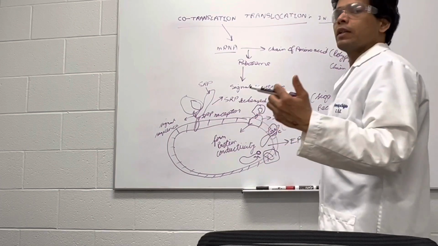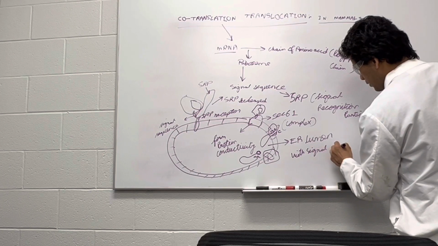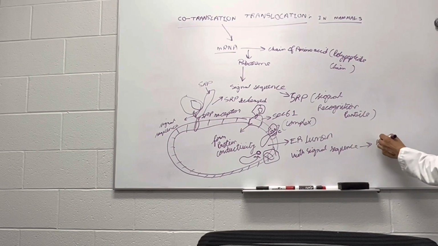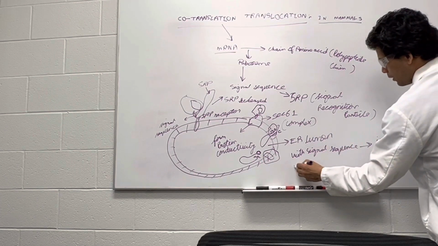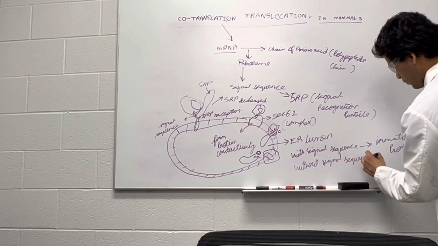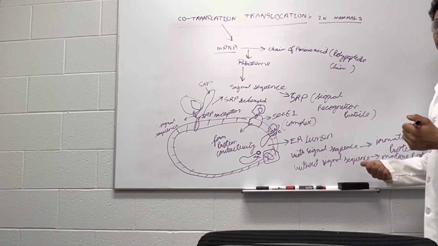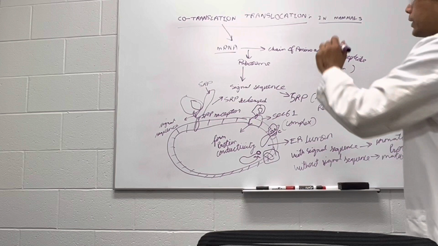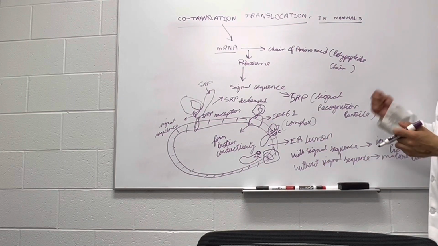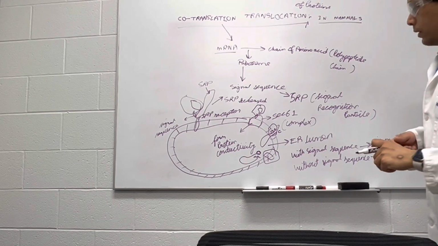A protein with the signal sequence not clipped off is called an immature protein. When the signal sequence is clipped off, it is called a mature protein. The mature protein will acquire the native structure to perform the function for which it is designed, or translated. So this is how the co-translational translocation process of protein occurs in mammals. Thank you for your time.